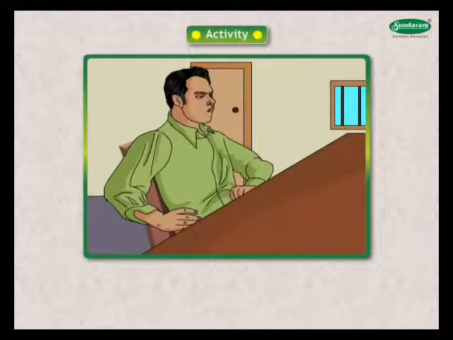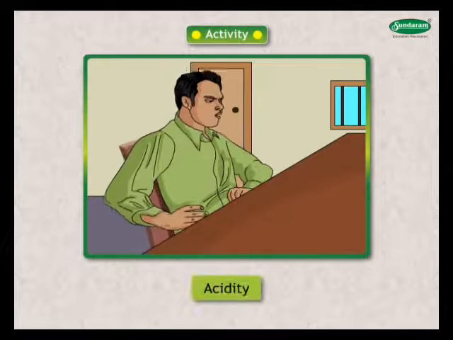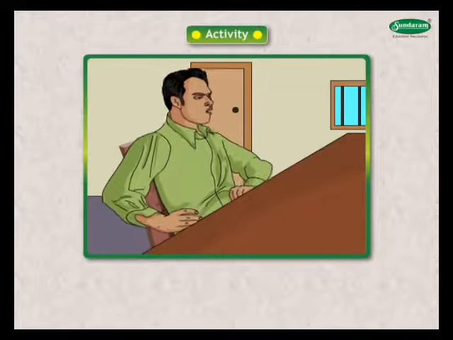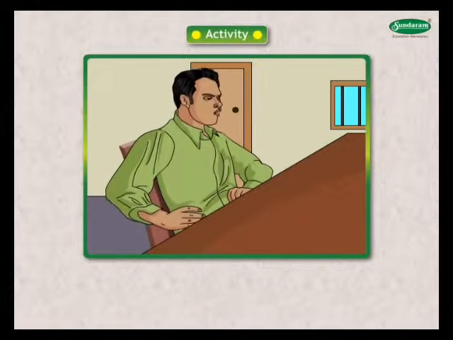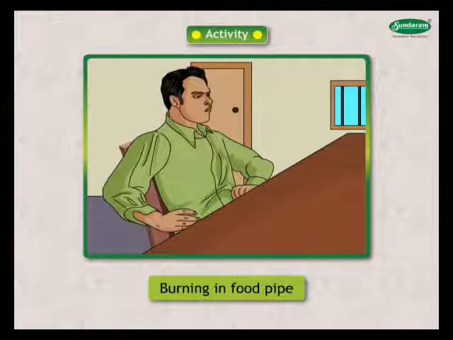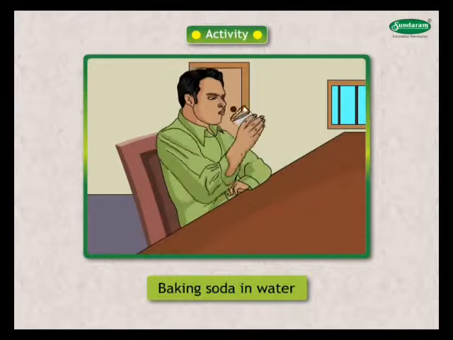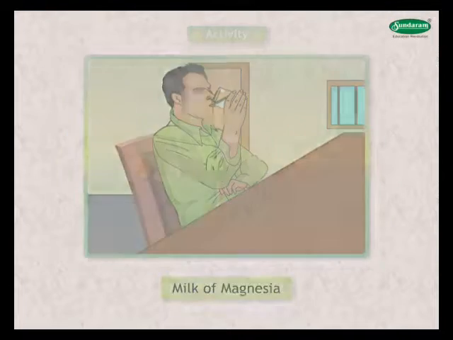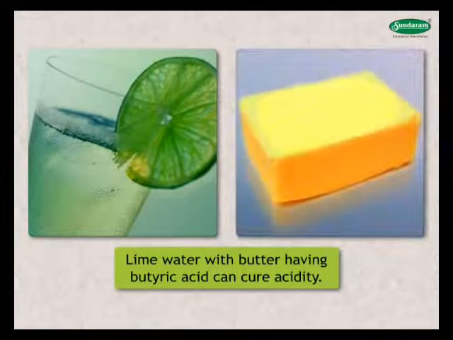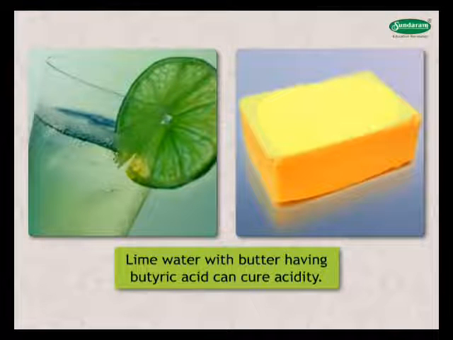Is there any member in your family who suffers from acidity? What are its symptoms? Do you know why it happens? Do you know some household remedies to cure acidity? Many suffer from acidity. Symptoms are pain in stomach, burning sensation in food pipe. Baking soda in water is a cure. Milk of magnesia, that is magnesium hydroxide, is also a cure. Lime water with butter having butyric acid can cure acidity.